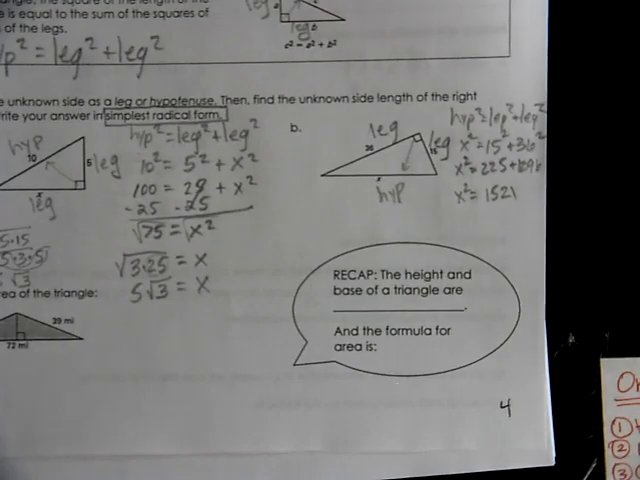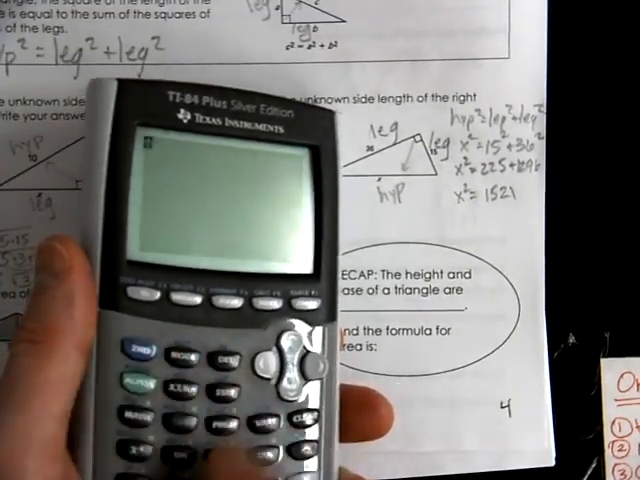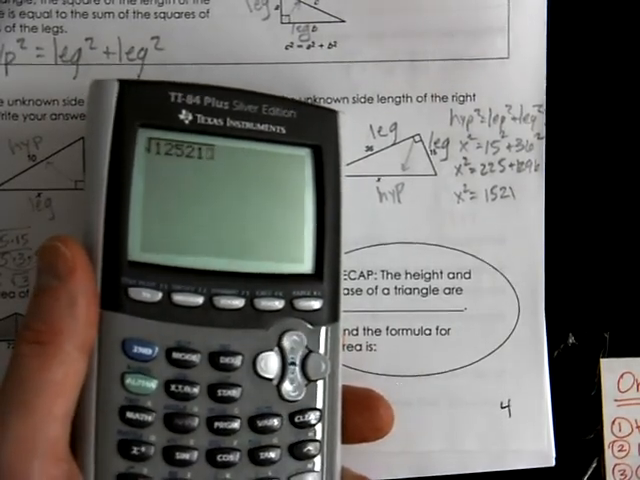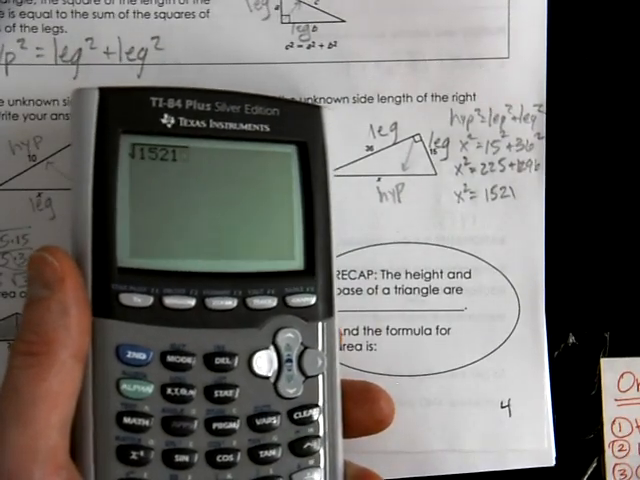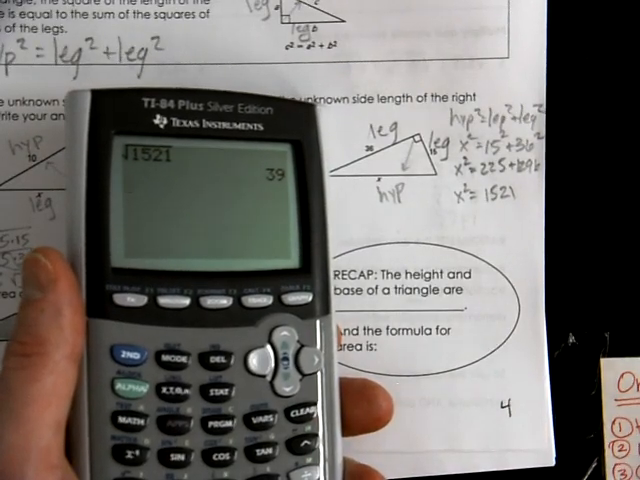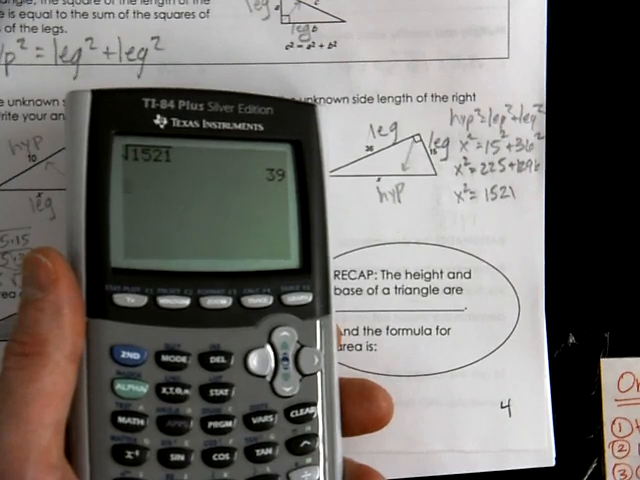Now, there's a couple different ways we could break this one down. But if you have 1521, and if you're using a calculator, it might be worth typing it in your calculator and seeing if, oh my goodness, it works. Saves you a lot of simplifying. So the answer is 39.